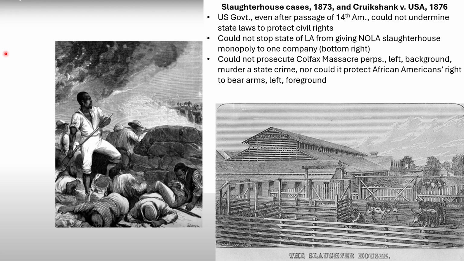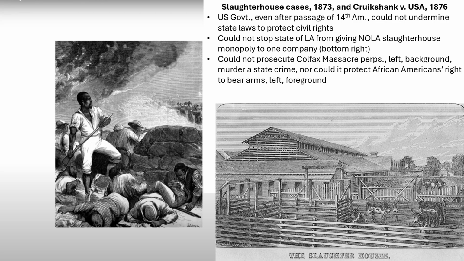The thing is, these regulations do protect consumers and keep the city cleaner, but there was a monopoly basically given to one company that ran these slaughterhouses. The local butchers of New Orleans sued against the state, and this case ultimately went to the Supreme Court. And the Supreme Court decided that it could not weigh in on a state issue like this. This issue of slaughterhouses and regulations had to be handled by the states, not by the federal government.